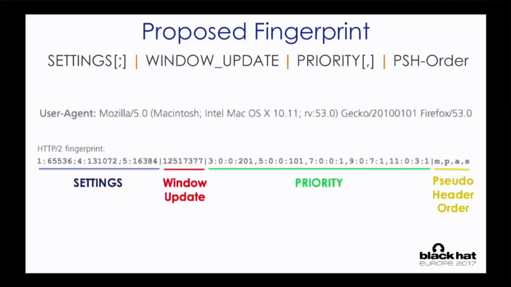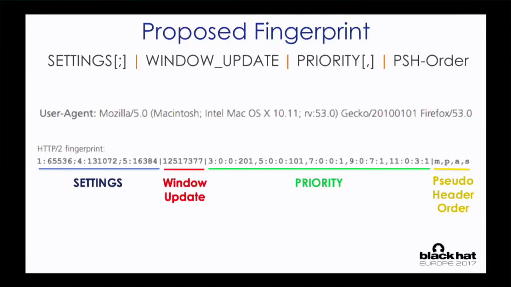So now we get to the final fingerprint. We've reviewed all of the elements. The first element would be collecting the settings parameters, the IDs and the parameter values. Next, we would collect the window update. Third, we would look at the priority frame. And if there is no window update or priority, we would actually plant a 0 there. And the fourth element is encoding those 4 pseudo headers and looking at the order in which they appear.